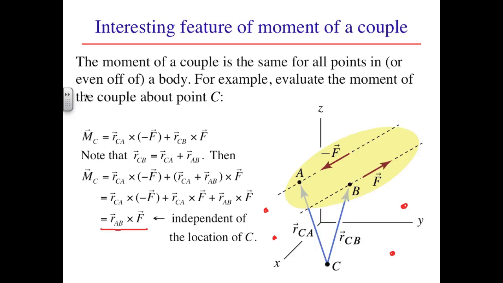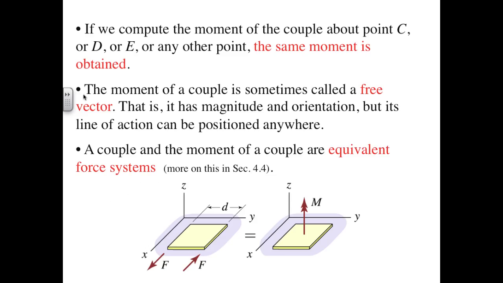Alternatively, we could hold our position fixed and move the force couple anywhere around in space and get the same result. The moment of a force couple is sometimes called a free vector, in that it can be picked up and placed anywhere on a body without changing the nature of its effect on the body. Note that this is different from the latitude permitted with an individual force vector.